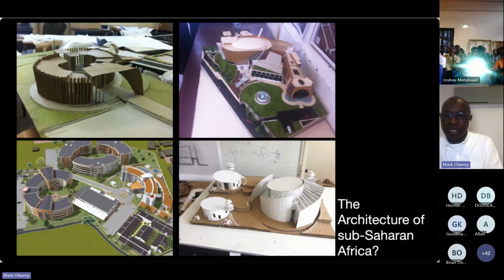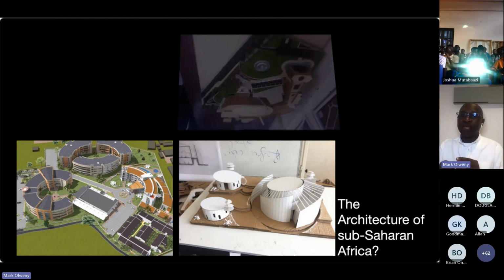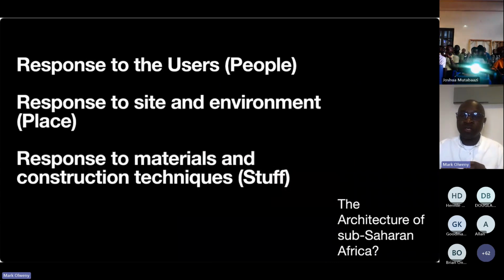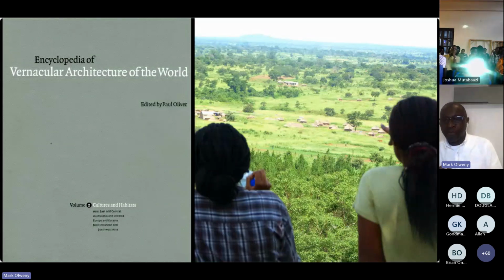This also sees architecture as being form-making rather than a response to some key ideas: responding to users, the people who use a place, responding to site and environment, responding to place, and responding to materials and construction techniques, the stuff that buildings are built of. So this does fail to appreciate the reality that we have moved on a long time, and what we're dealing with from the past should be looked at in the context within which it was built, and not as a continuum, and the idea that we need to go back to an idealist past which actually didn't really exist.